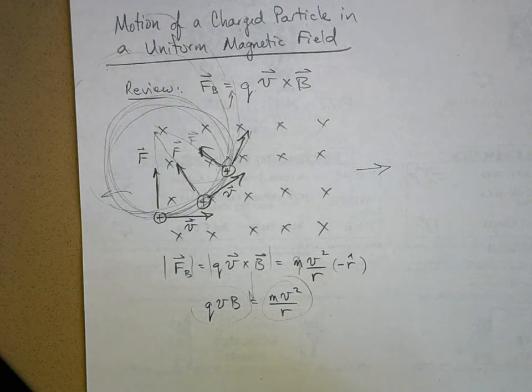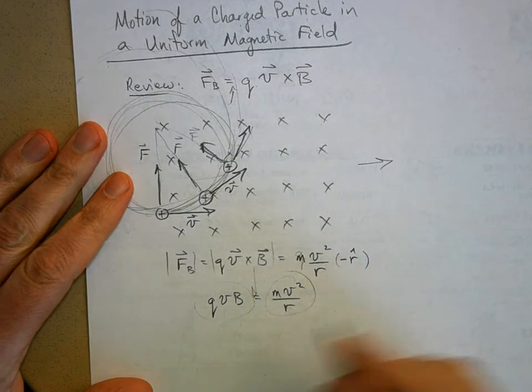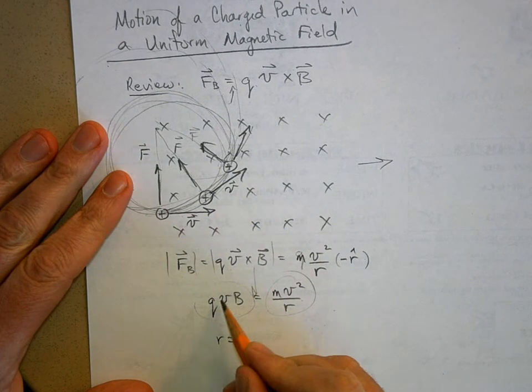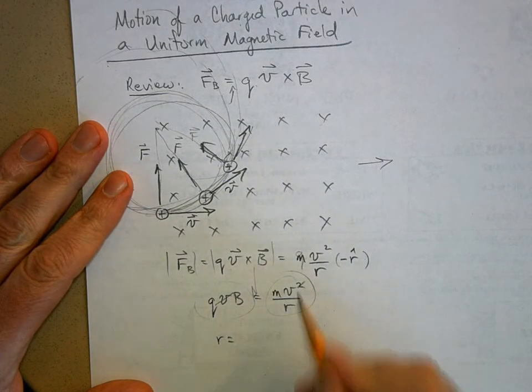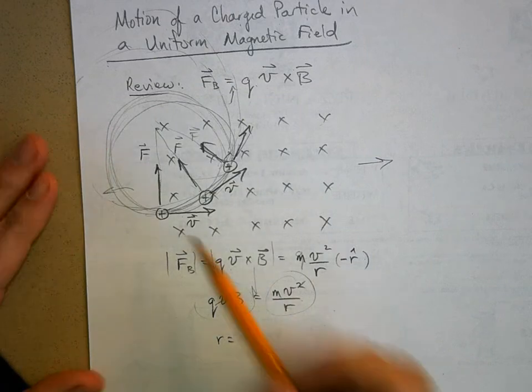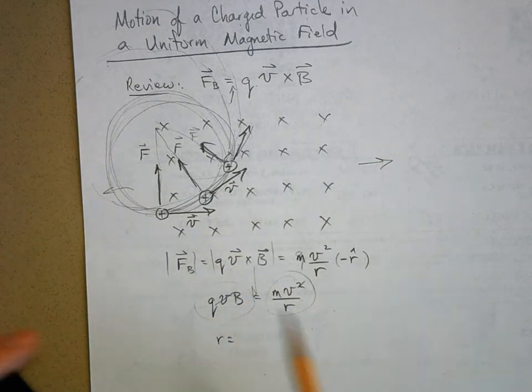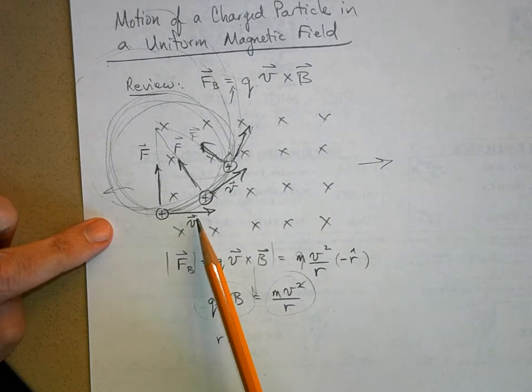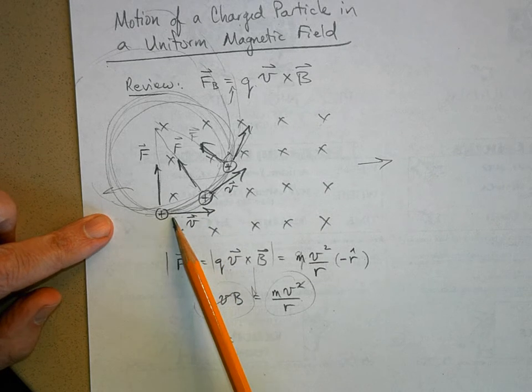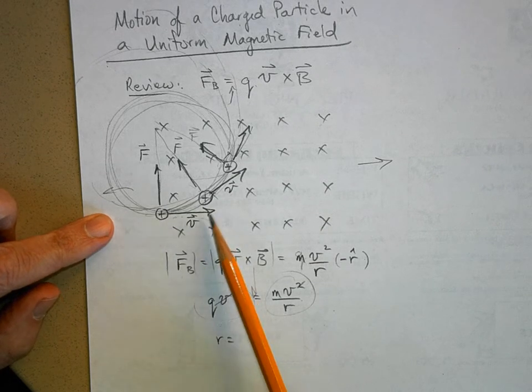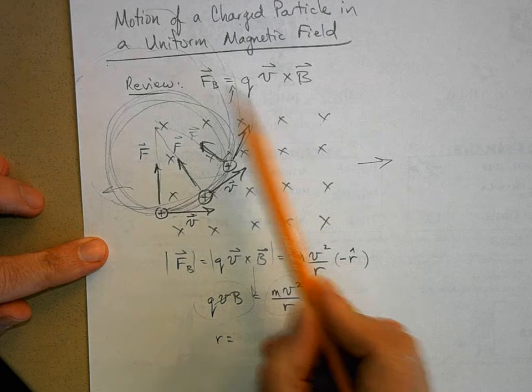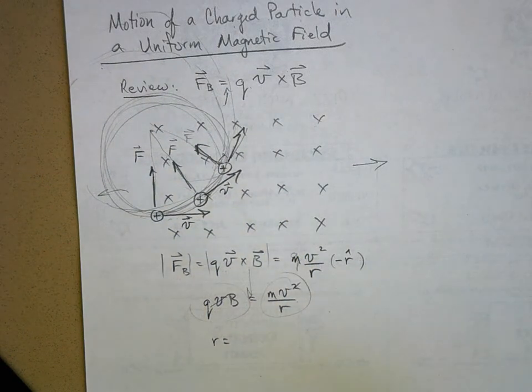Now, the book solves it for r. I can do that. So r is equal, well, notice that this velocity cancels this. And if you want to know, and this is a useful thing to ask: if you shoot a moving charged particle into a uniform magnetic field, it's going to move in a circle. So what's the radius of that circle?